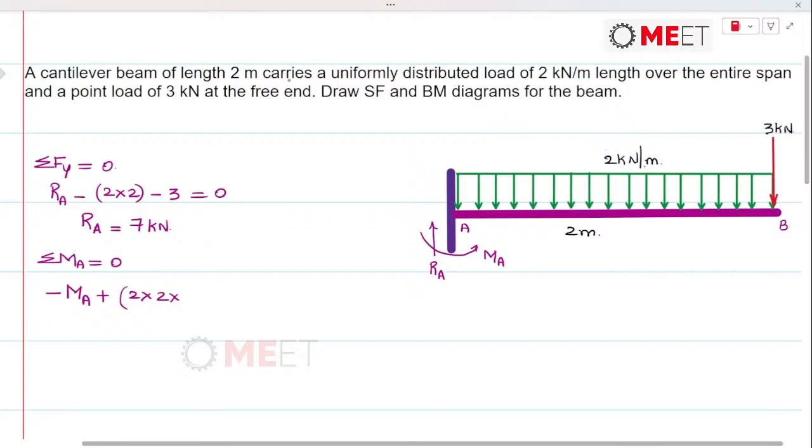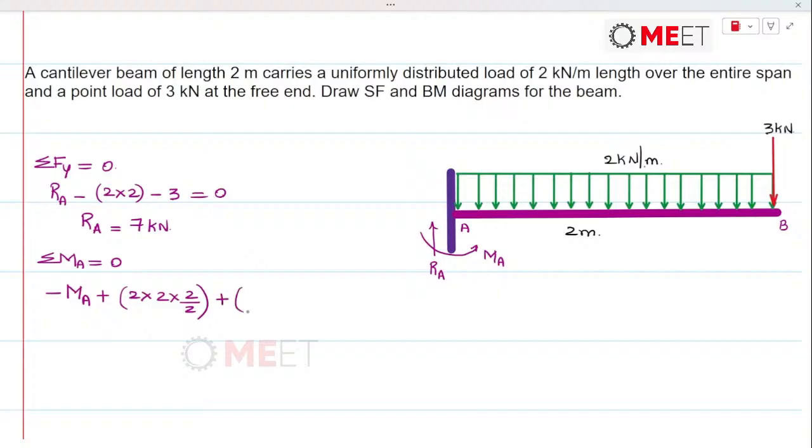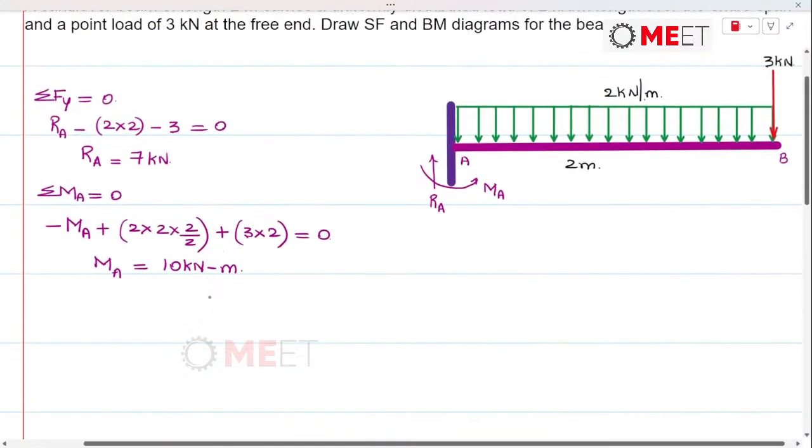Okay, so let me just write it over here. 2 into 2 into 2 by 2, plus, next, 3 is at a distance of 2 meters from point A, and 3 kilonewton is going to produce clockwise moment. Even UDL produces the same kind of moment, that's clockwise. So this is equal to 0. So MA will be equal to 4 plus 6, that is 10 kilonewton meter. Next we commence with computation of shear force.